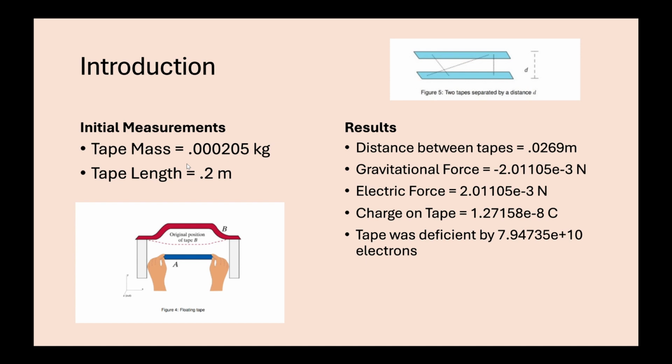And for the initial measurements, my tape mass was 0.000205 kilograms, and my length was 20 centimeters. The distance for the floating tape on the top right ended up being 26.9 centimeters, and the gravitational force and electric force ended up being equal. And these were the charges on the tape and how many electrons the tape was deficient by.